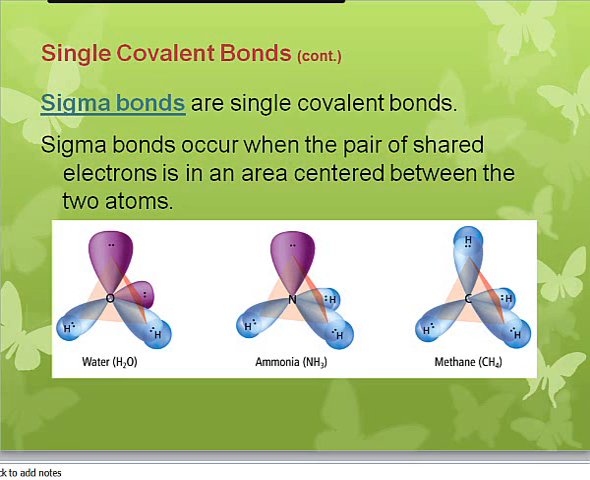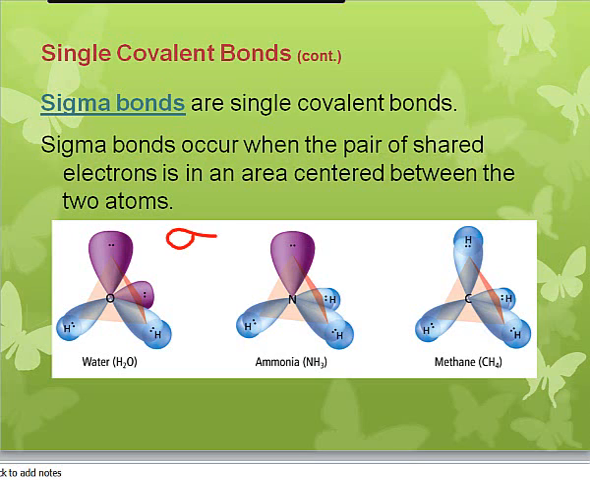We know that a single bond is a sharing of a pair of electrons. That is a single bond. Well, a single covalent bond has a special word. It's called sigma bonds. Sigma bonds occur when the pair of shared electrons is in an area centered between the two atoms. These are sigma bonds. So whenever you see a single bond, it is a sigma bond.